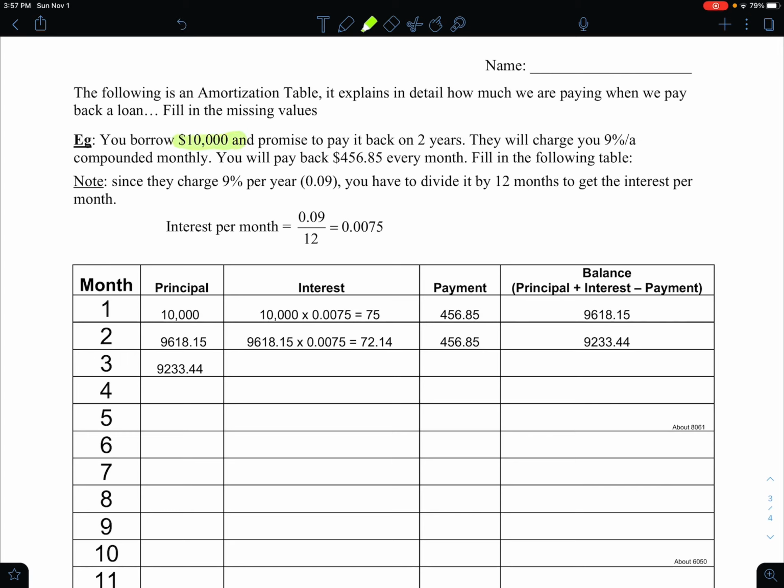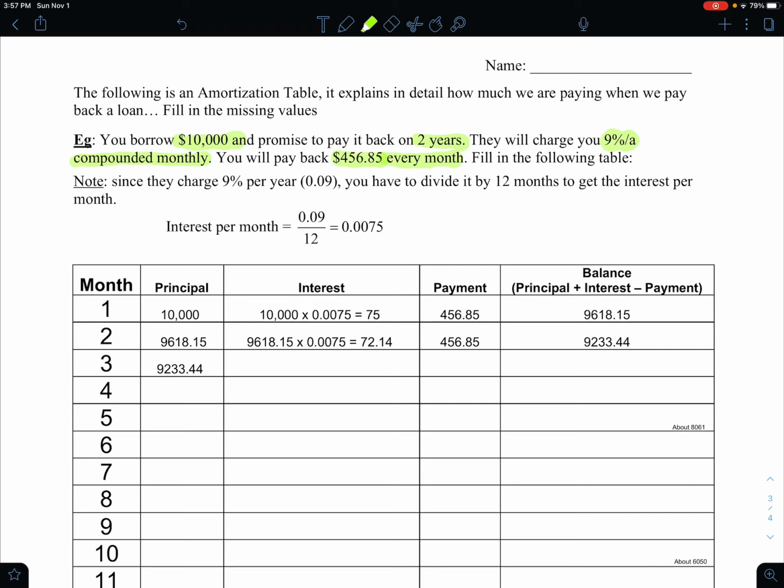We're borrowing $10,000 and we're going to pay back in 2 years. That's 24 months if you're going to pay it per month, right? Now they're charging you 9% per annum, which we know now means 9% per year. And it's compounded monthly, which means that every month they're going to charge us a little bit of interest. You will pay back $456.85 every month.